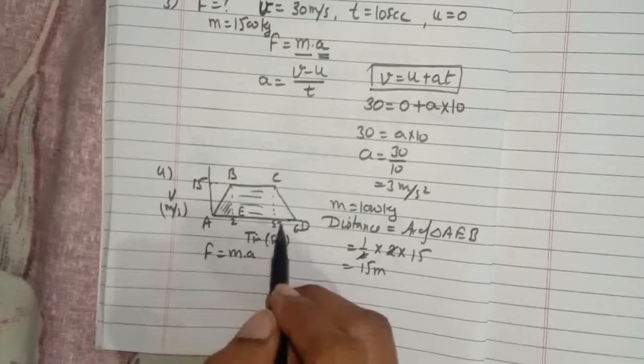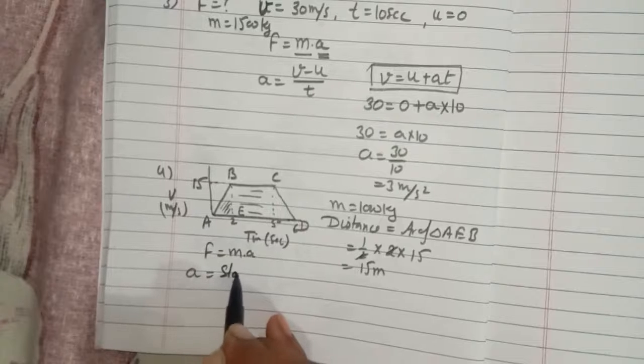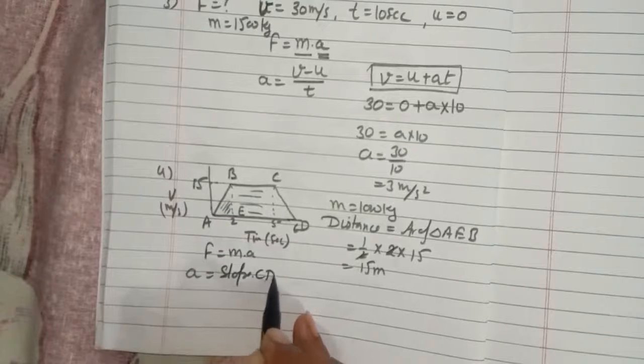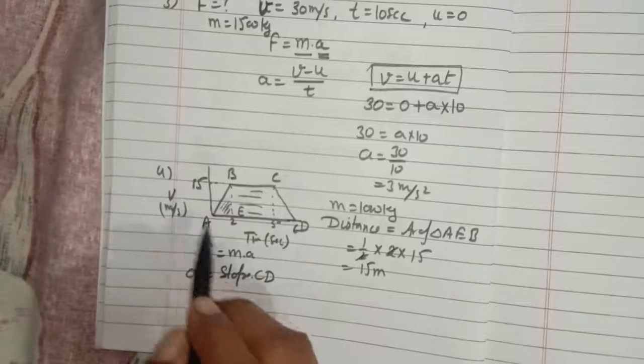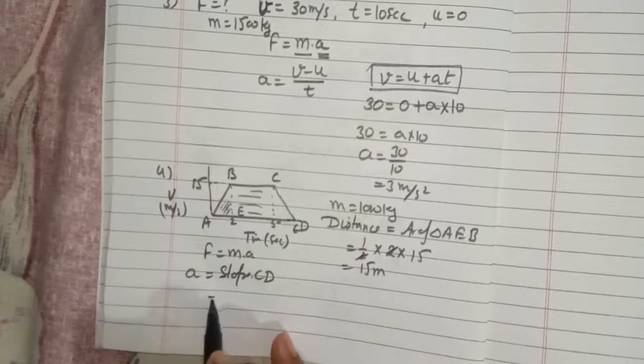Slope is perpendicular upon base. So here we are finding the acceleration. We can say it like this: slope CD. Again remember, for a v-t graph, if you want to find the acceleration, we have to find the slope of the graph. Now the slope CD is how much?